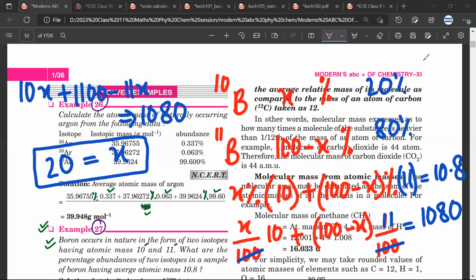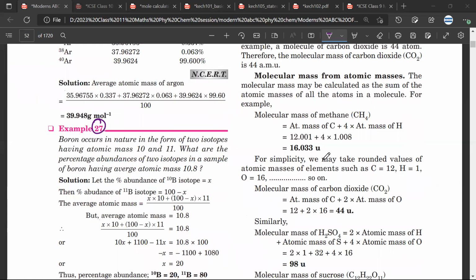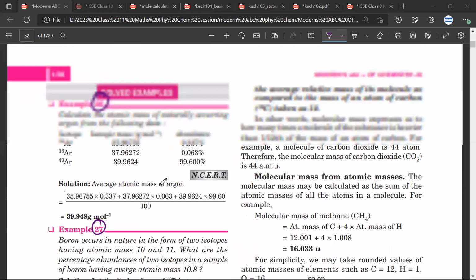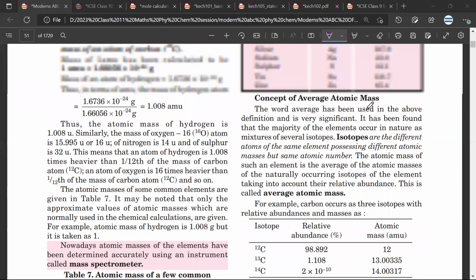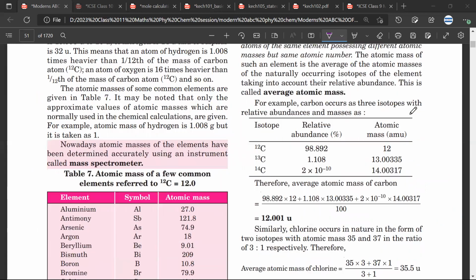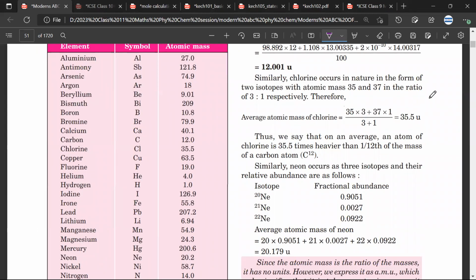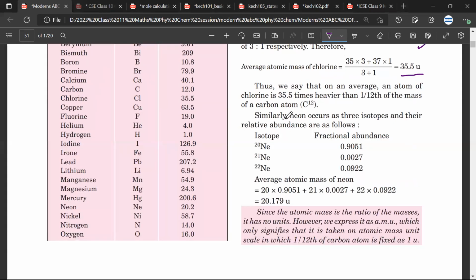So are we comfortable with this concept now? Avantika, are we comfortable with the concept of this average atomic mass? Yeah. So yesterday when we were discussing, we took the example of carbon. So usually they also discuss the concept of chlorine, why chlorine has fractional atomic mass. And then if you see neon, again the same logic would be applicable.